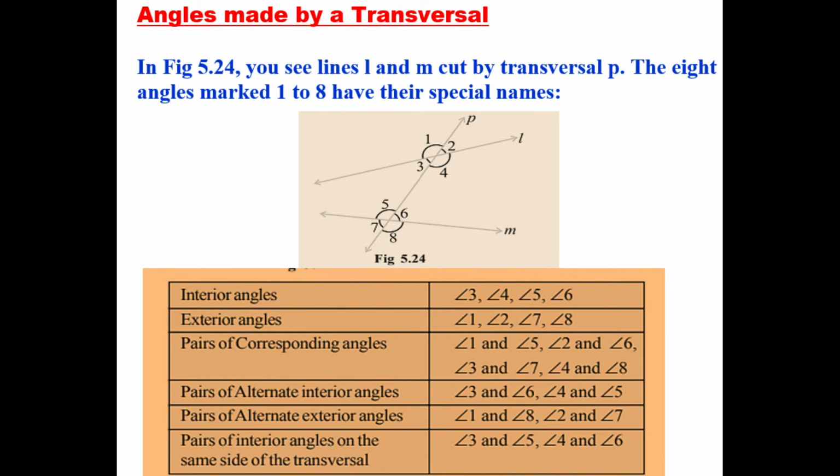Now pairs of angles on the same side of the transversal. You see the pair of angles on the same side of the transversal, that is 3 and 5 on the same side. Then 4 and 6 also on the same side. That's why it is called pairs of interior angles on the same side of the transversal.